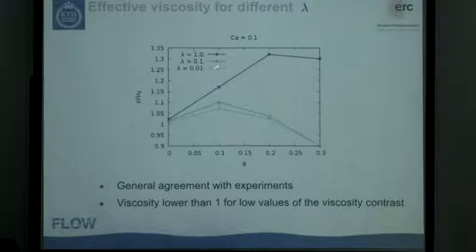So this is what we saw. If you look at the viscosity of the suspensions, we see again that if you have a fixed capillary number of 0.1, closer to the experiments, when the viscosity ratio is 1, we get more or less this increase. When the viscosity ratio is 0.01, then we have this different concavity. So the viscosity tends to decrease at higher volume fraction.